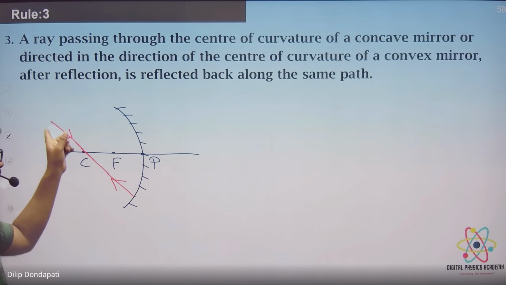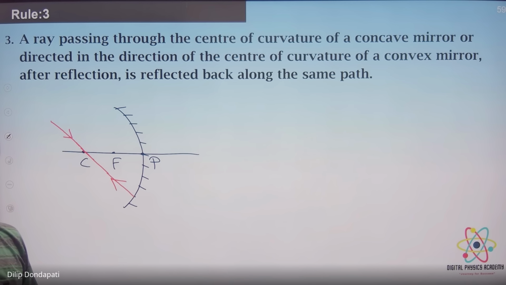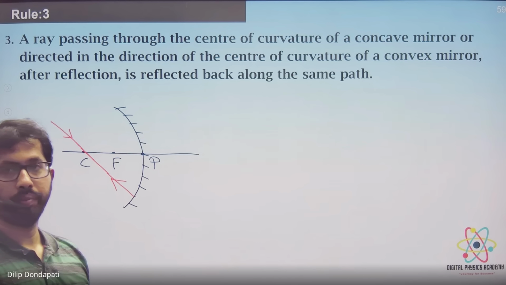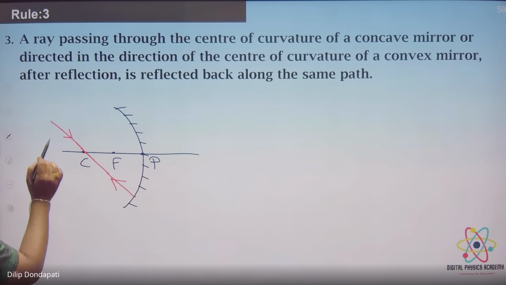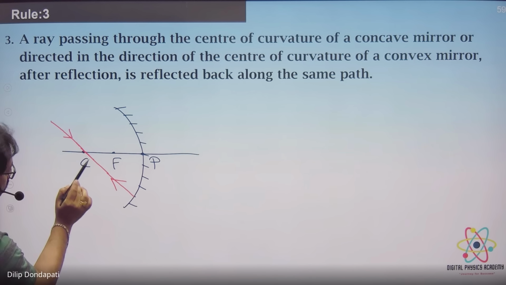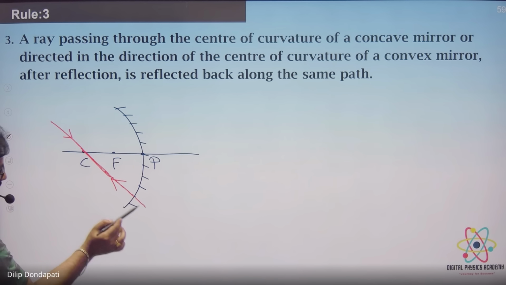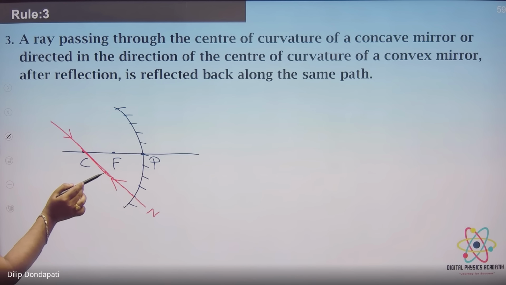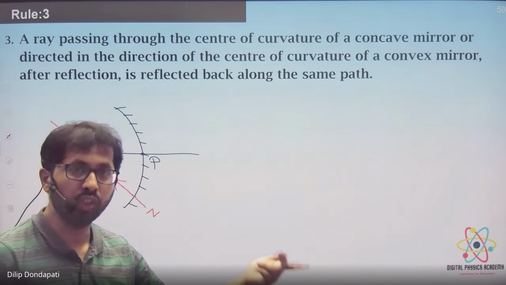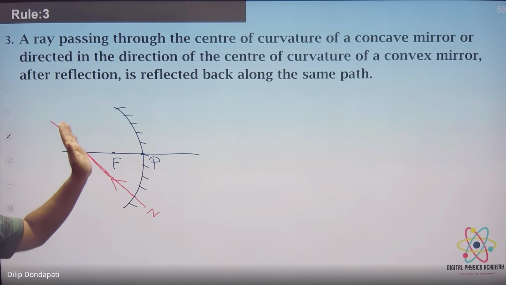Here, tell me, angle of incidence is how much? Anybody? 0. Very good. Because when you incident, the normal will be along the center of curvature. I told, right? Normal will always pass through the center of curvature. So the angle between the incident ray and normal is 0. So the angle of reflection also will be 0. So it will reflect back in the same line.